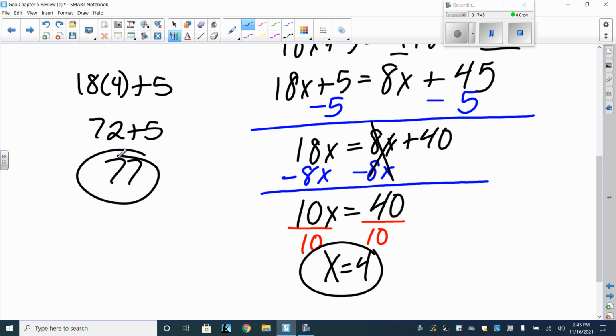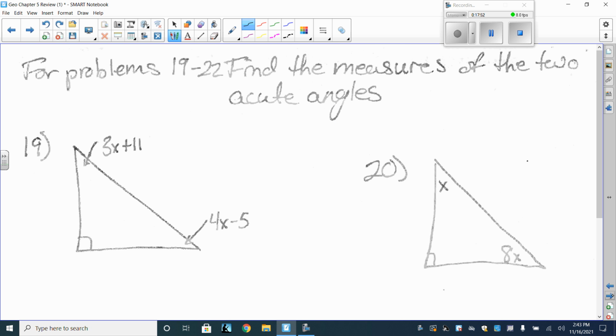Any other questions on this here? Yes. Questions on 19 through 22.